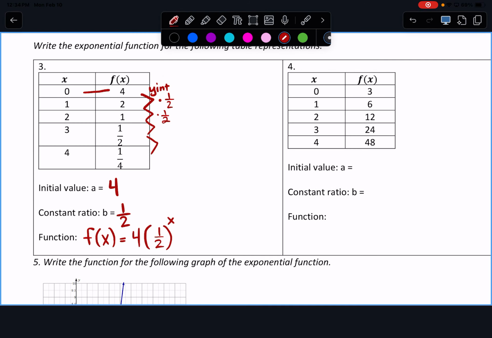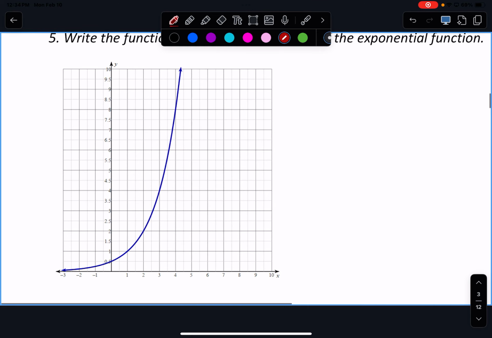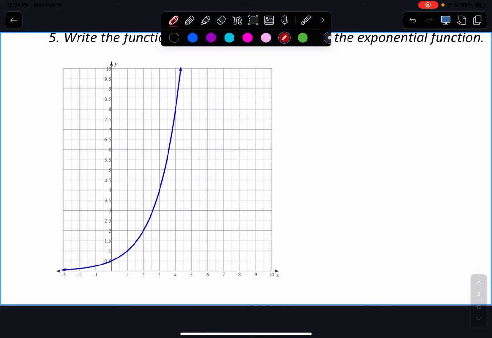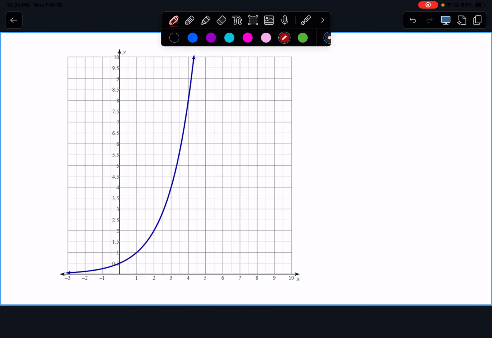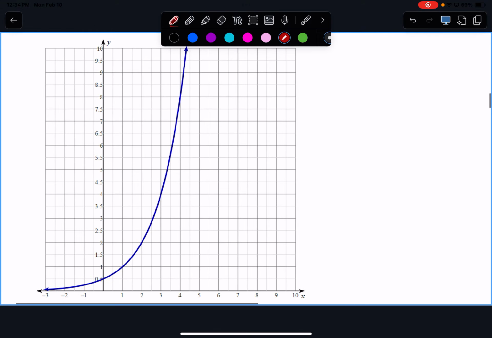All right, now we have a graph. Same thing, okay? What we're going to do, though, is find points on there just so we have points to go off of. So when x is 0, what's our y value? 0.5. When x is 1, what's our y value? 1. When x is 2, what's our y value? When x is 3, what's our y value? 4. When x is 4, what's our y value? 8.